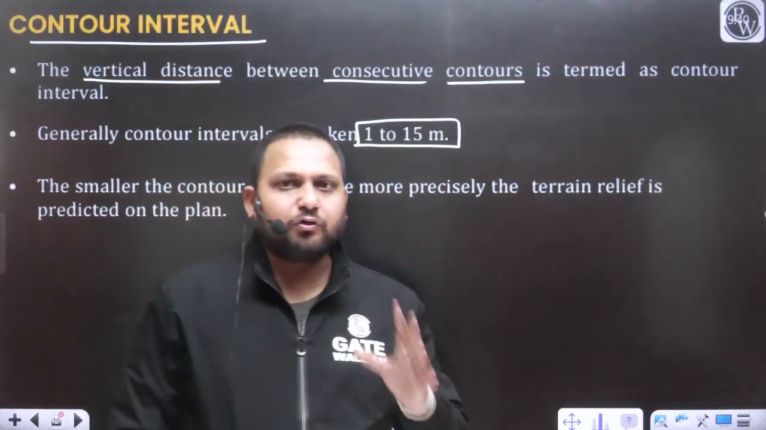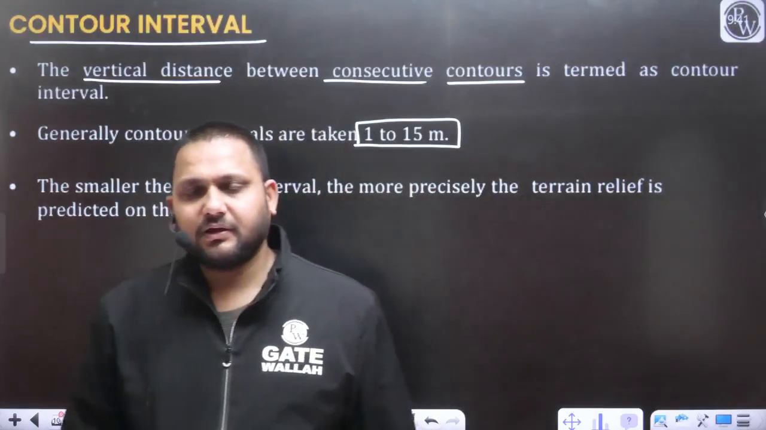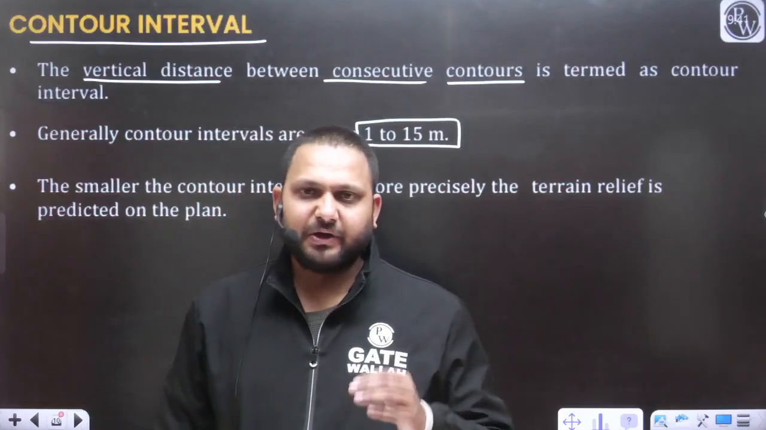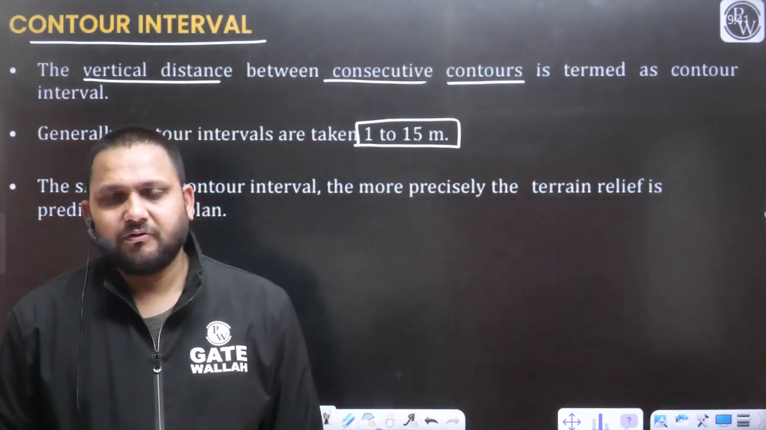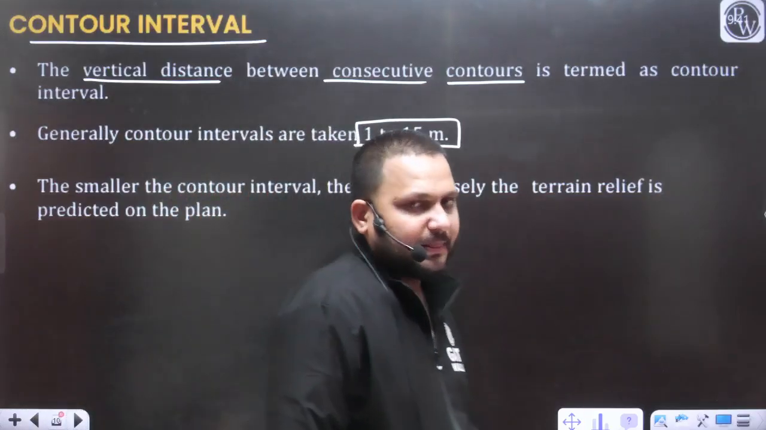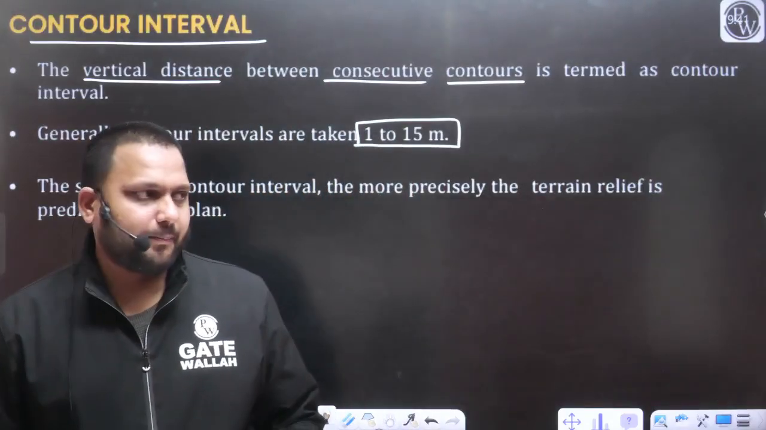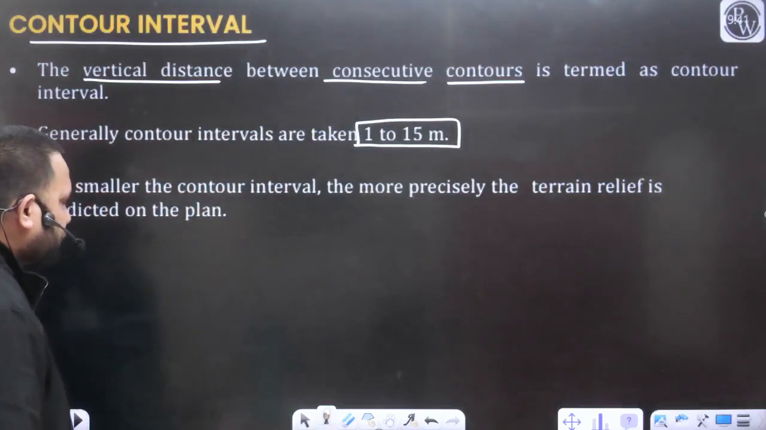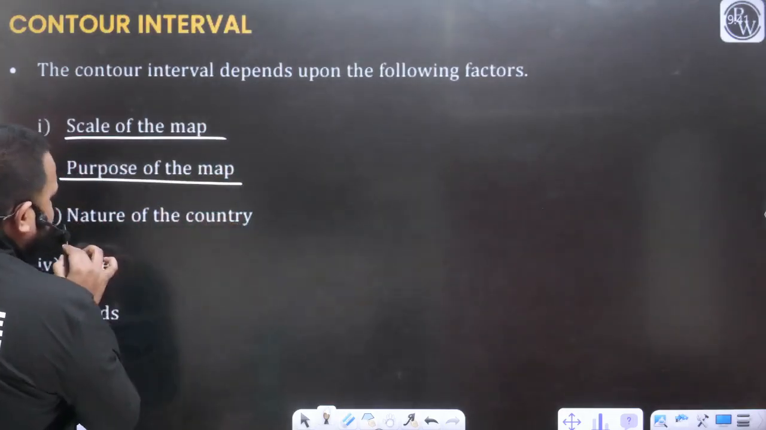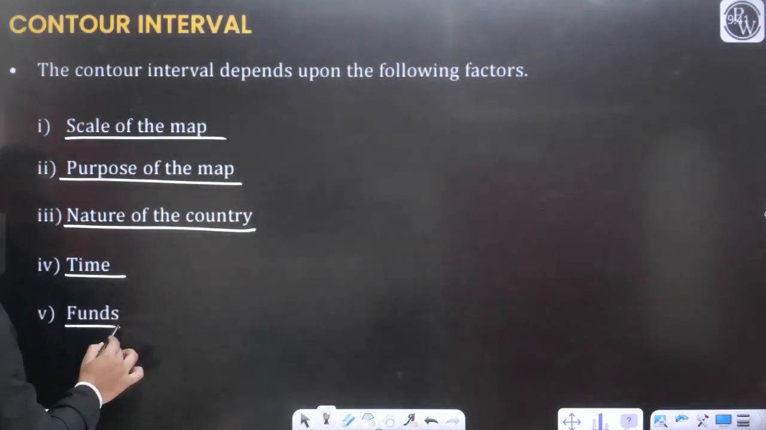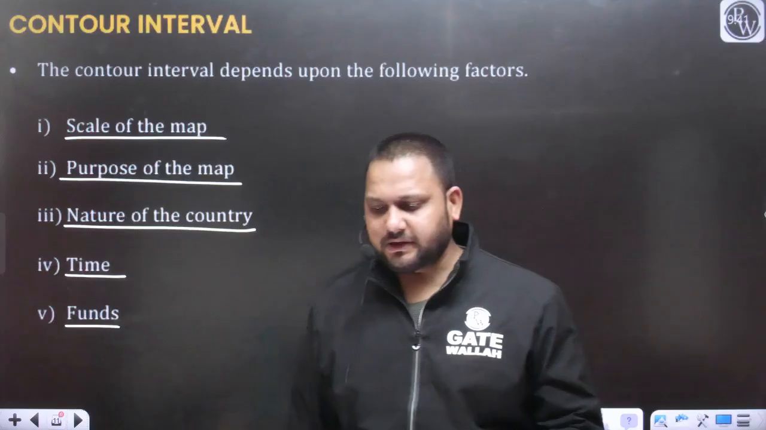How much detail do you want to represent on the map? How detailed a map do you want to prepare? When you take a smaller contour interval, obviously the detail will be more. We can collect the data minutely if we consider a smaller contour interval. Yes or no? So it will depend upon various factors: the scale of the map, purpose of the map, nature of the field or country, time and funds. Based on these factors, any individual can decide the contour interval.